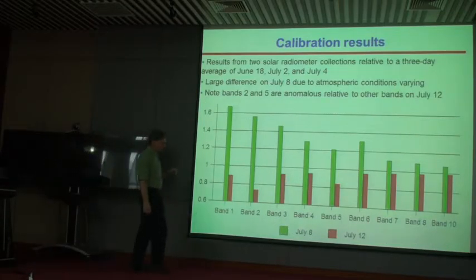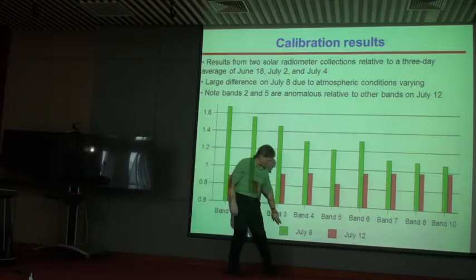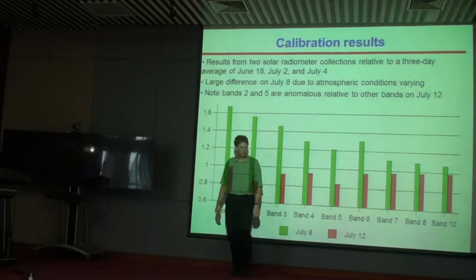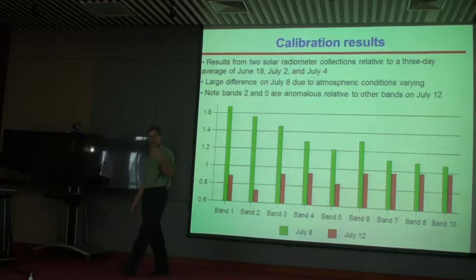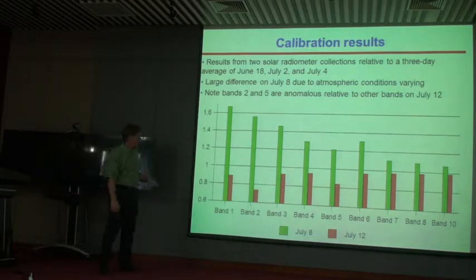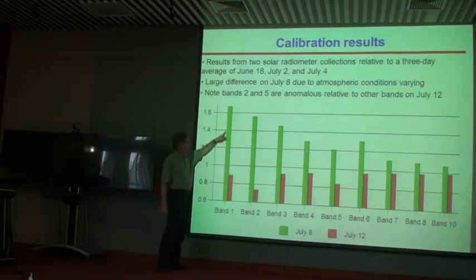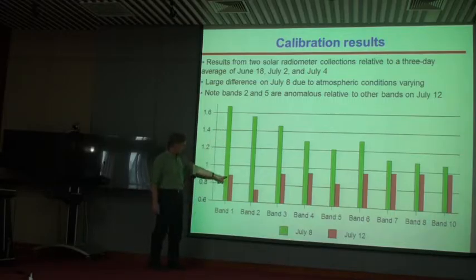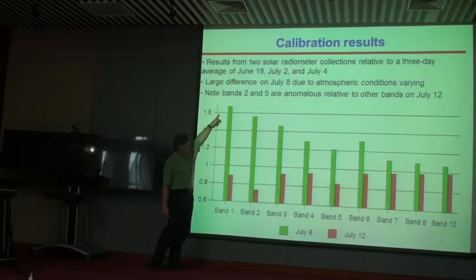A good example is if you only had one date. So I have 2 days here, July 8th, July 12th. Both are reasonably good-looking Langley plots. But the difference in the intercept, they're basically ratioed to an average. So on July 8th, it's 90%, 95% of the average. On July 12th, it's 95%, and July 8th is 70% different.